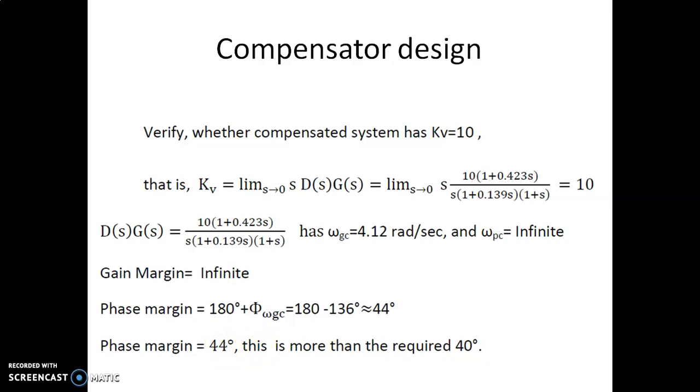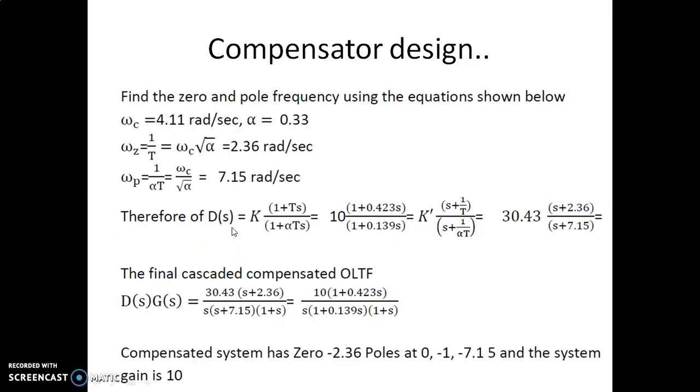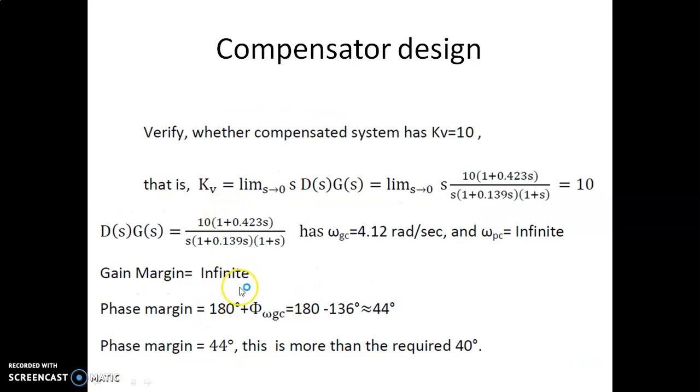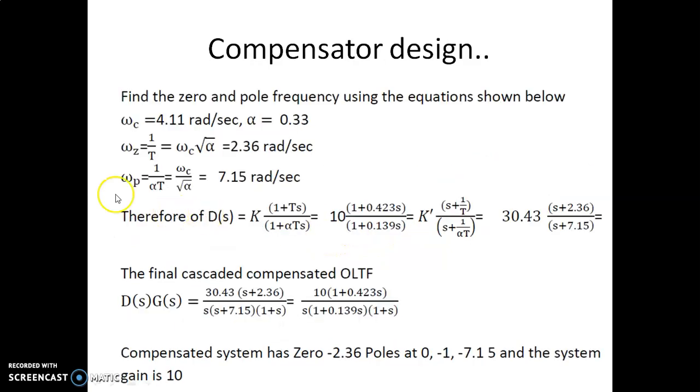So what we can do is go back to the 20sim simulator and edit the transfer function by having the poles and zeros of this compensated network at the appropriate points, that is at 2.36 and 7.15, and try to see what the omega GC and the phase margin are. The phase margin as per the calculation is 44 degrees, and omega GC is 4.12. Let us verify the same in 20sim also. So let us go to 20sim and try to do it.